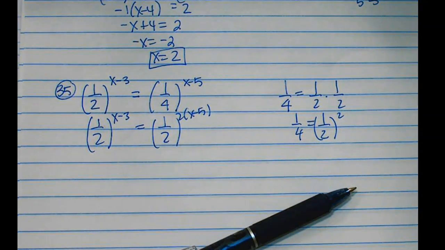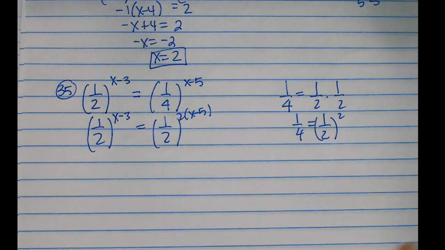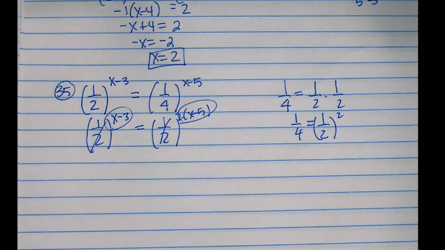You don't have to make it the base of 2. You could, but then you'd have to make both sides negative, so you don't have to. As long as it's the same base, it doesn't matter. Does that make sense? And that's going to help us when we get to the one with e in it. So now we have the same base. We can set these two guys equal to each other.